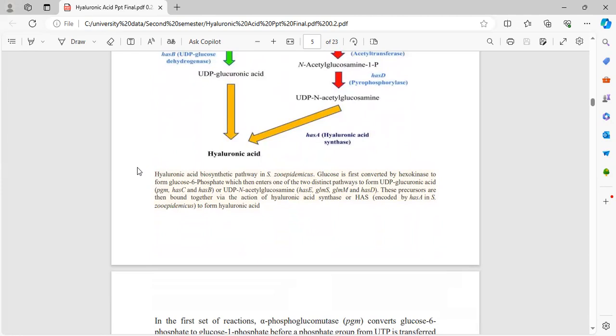Hyaluronic acid biosynthetic pathway in zooepidemicus. Glucose is first converted by hexokinase to form glucose 6-phosphate, which then enters one of two distinct pathways. For UDP-glucuronic acid: PGM, hasC and hasB. For UDP-N-acetylglucosamine: hasE, GlmS, GlmM and hasD. These precursors are then bound together via the action of hyaluronic acid synthase, encoded by hasA.